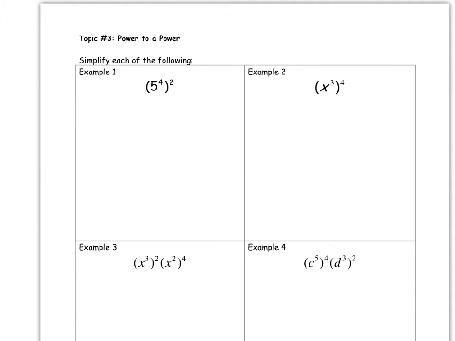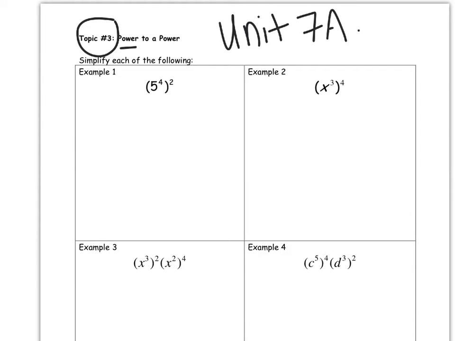Hey everyone, in this video we are continuing with Unit 7a and we are on topic 3, and this is called power to a power. And the reason it's called power to a power is because if you look at the example, the first one we have an exponent, 5 to the 4th power, and then that entire thing is raised to another exponent. So we essentially have two exponents, the 4th power and the 2nd power.